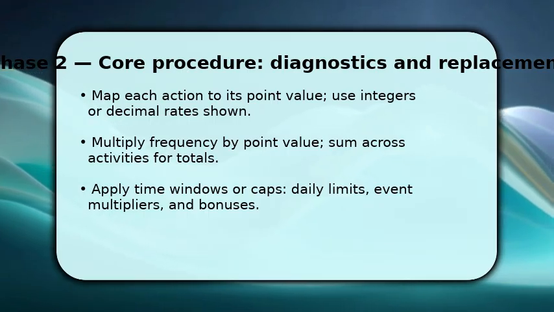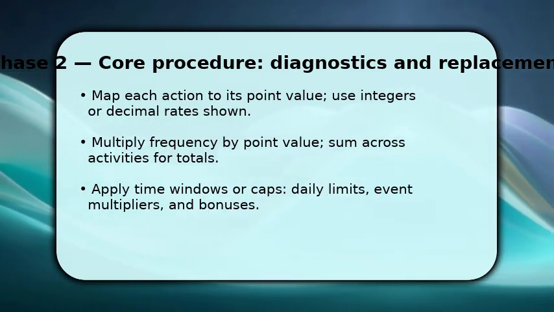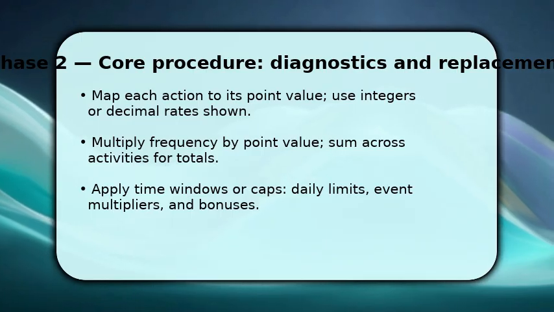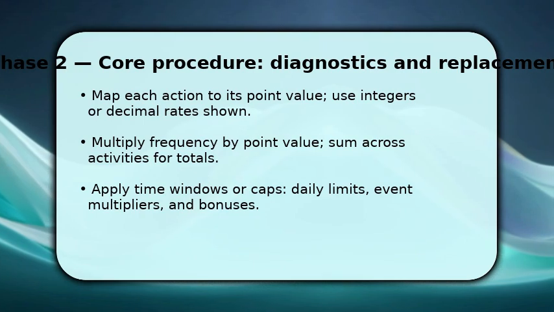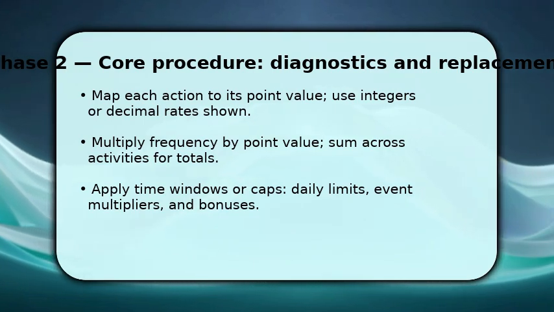Make sure to apply time window rules and per-user caps because daily limits or event multipliers change the final number. If bonuses apply, add them after base sums so you don't double count multipliers.